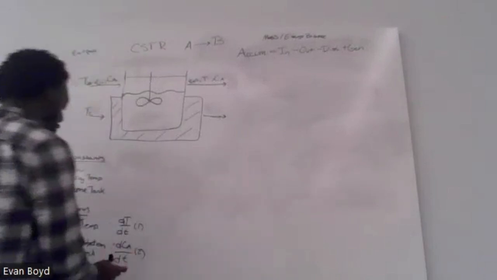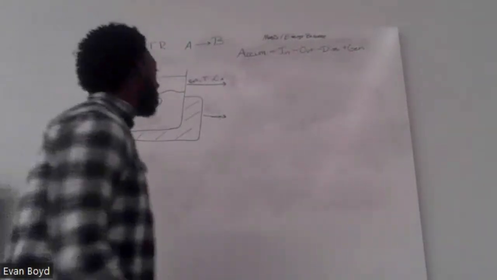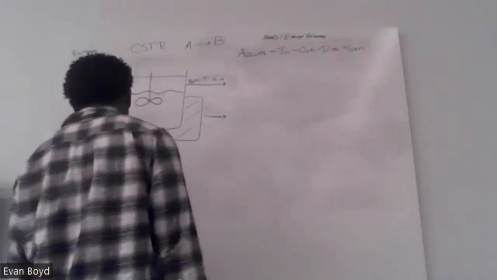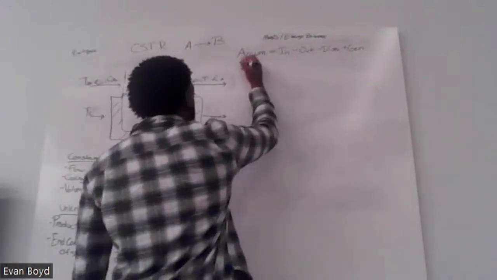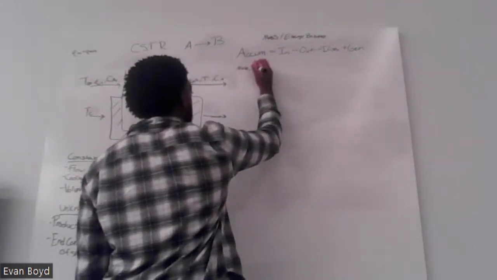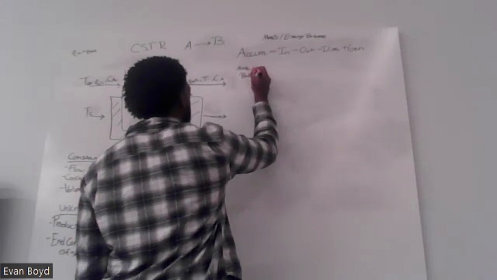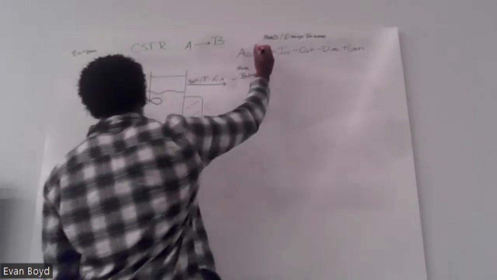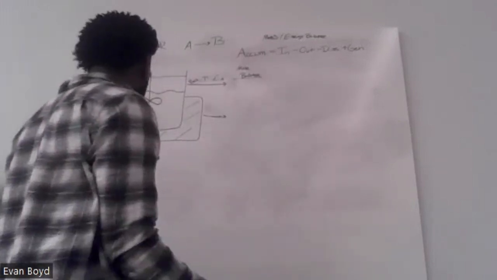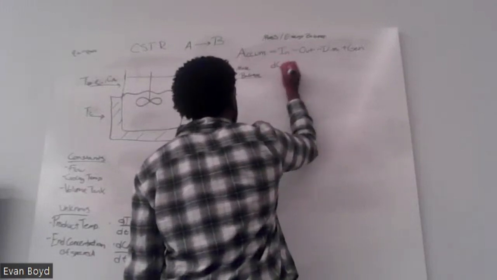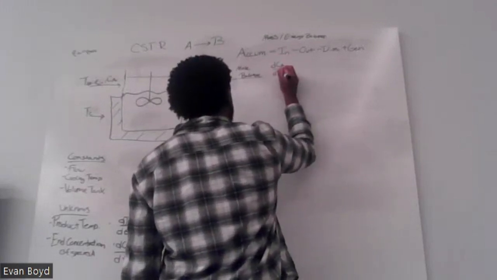Okay. So let's find our concentration first, because this will be a little bit easier equation than the change of temperature. We will be using a mole balance for this. And for our accumulation term, we'll use the change in concentration divided by change in time.